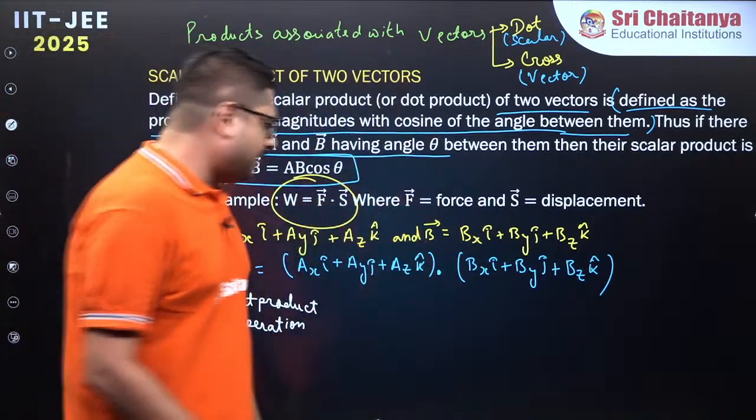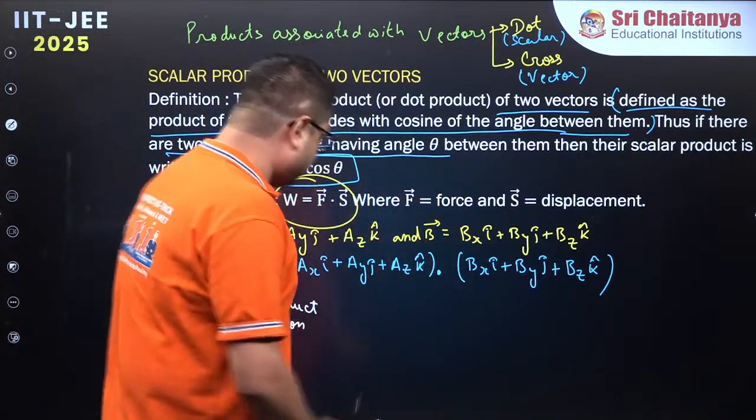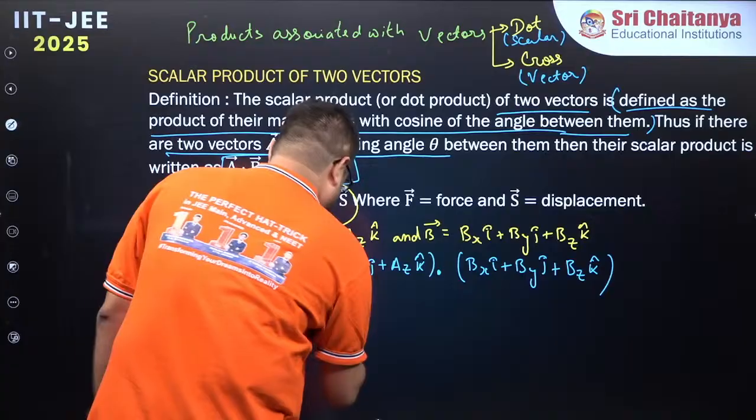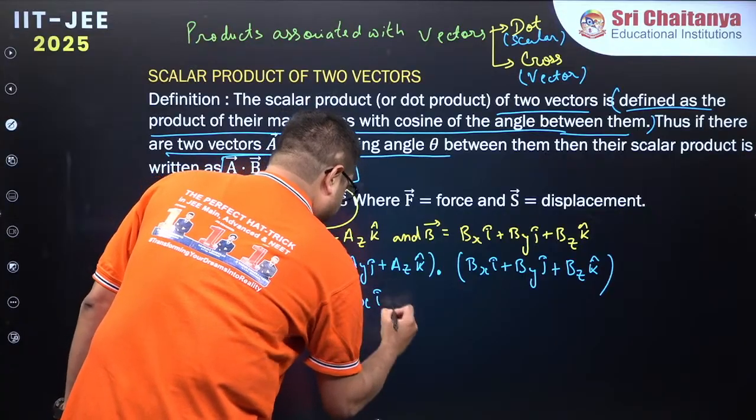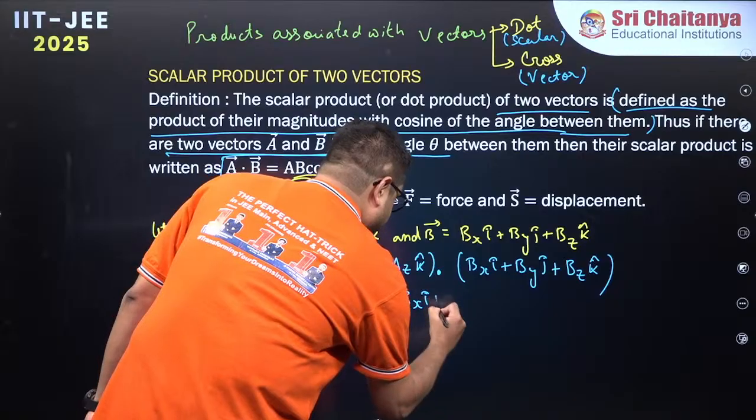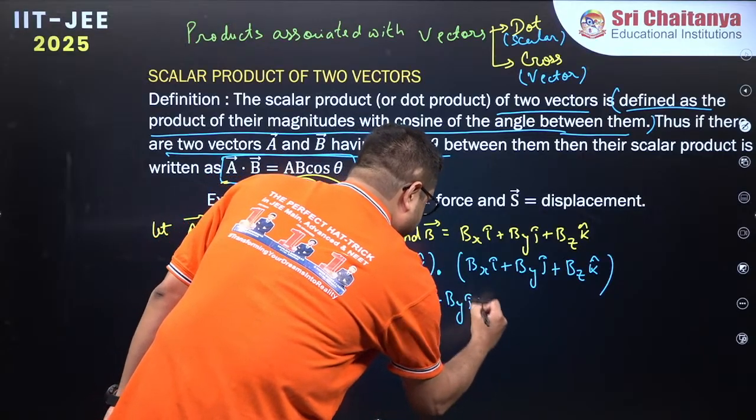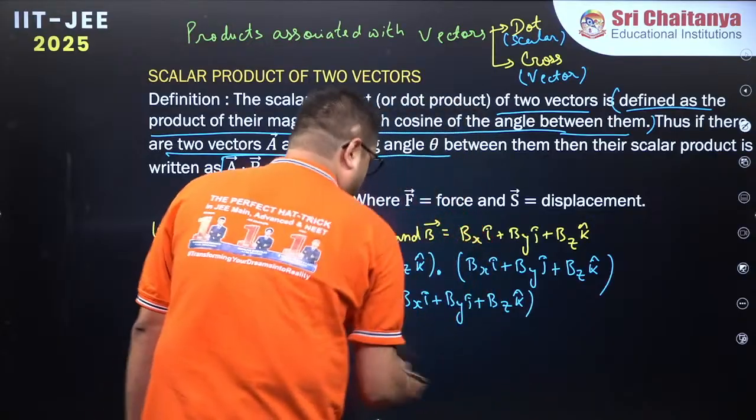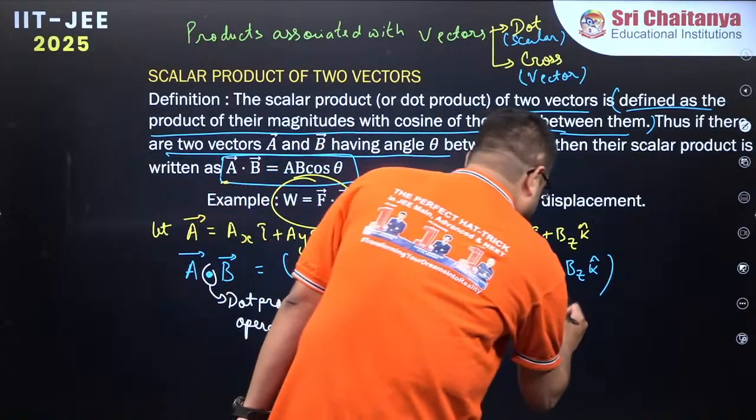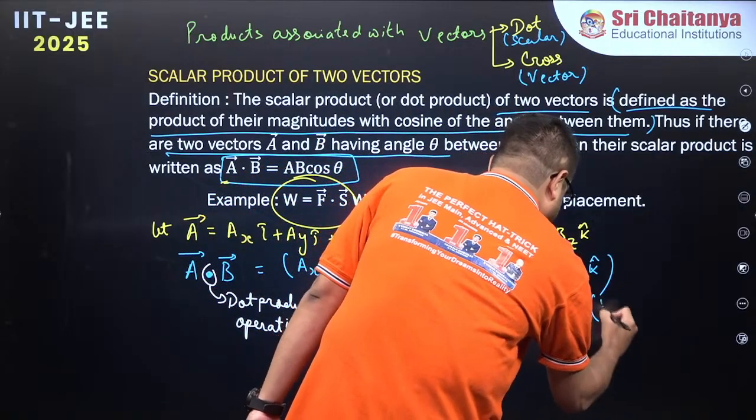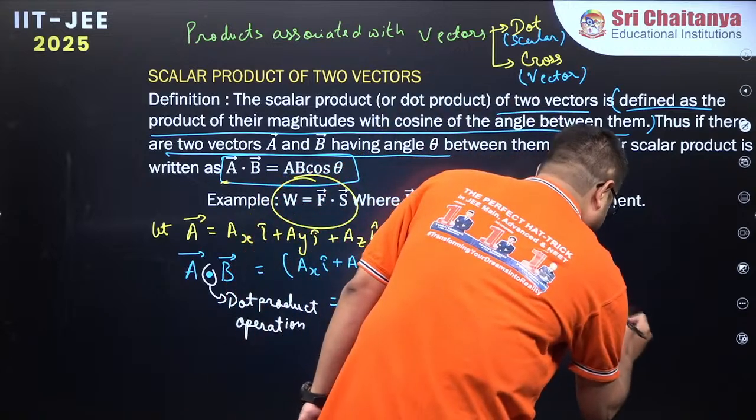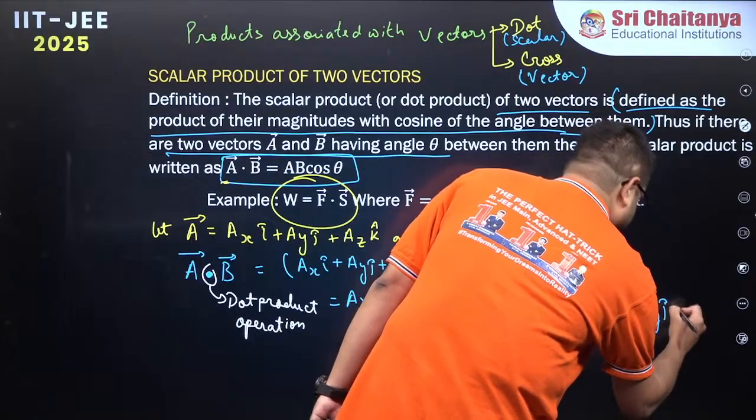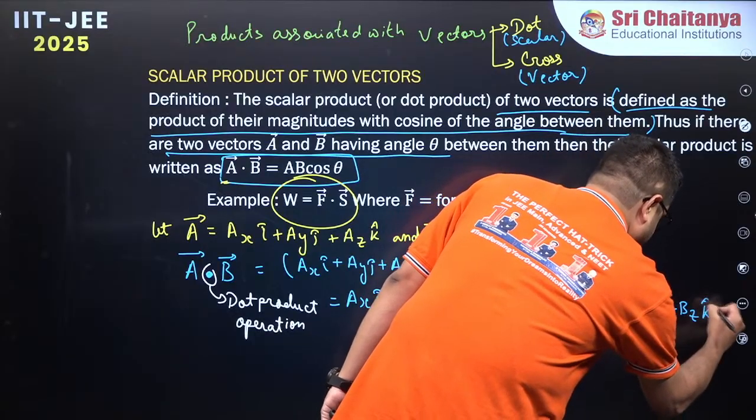So now what needs to be done? You know product of sums. That means first of all AX i cap needs to be multiplied with the entire three terms. AX i cap with BX i cap plus BY j cap plus BZ k cap. Plus now AY j cap needs to be multiplied with the sum of all these three. Those who are aware about product of sums, they can give a thumbs up, hit the like button. BZ k cap.